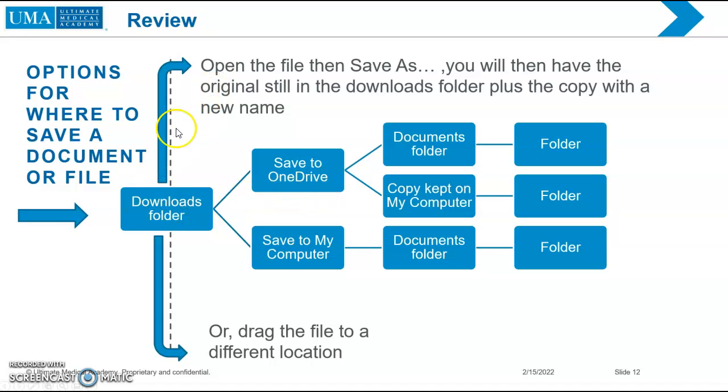An alternative to that is to open the Downloads folder in your File Explorer and drag the file to a different location. So the benefit of this is that there's only one copy of the file. You've not made a duplicate by doing the Save As. So either method is fine. You can use whichever one appeals to you on a given case.